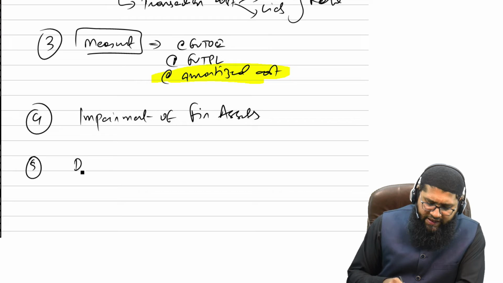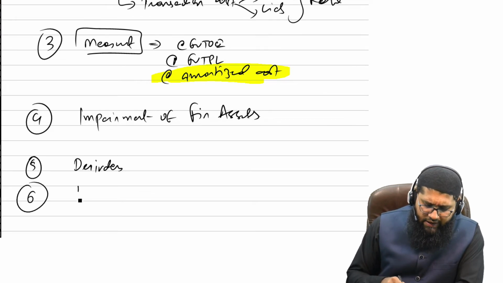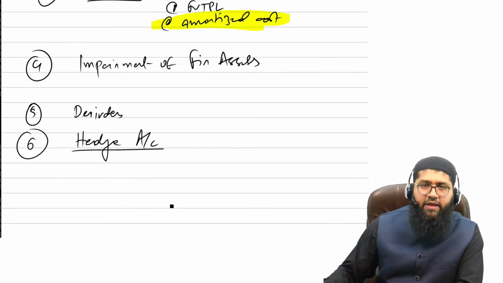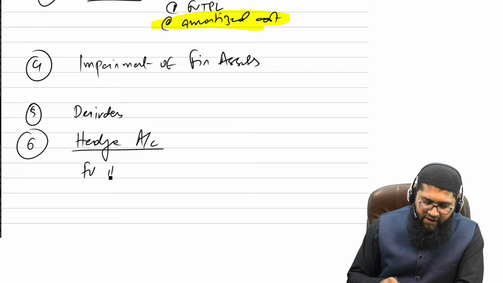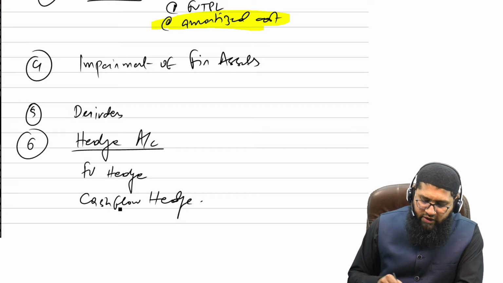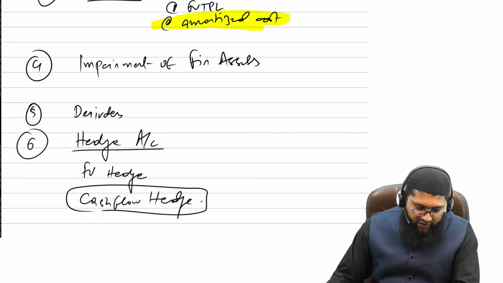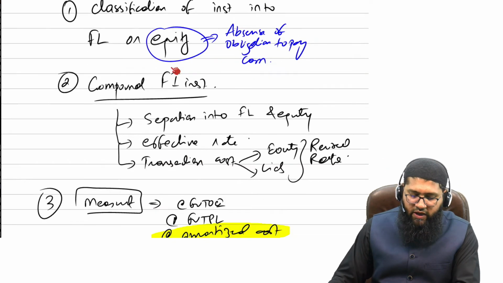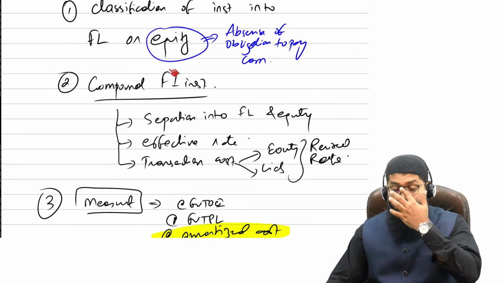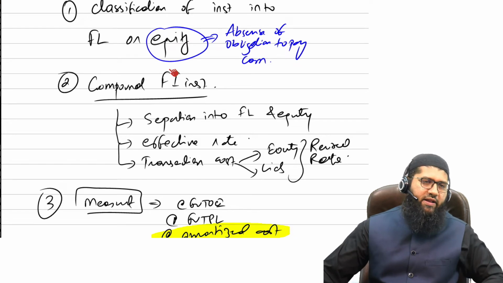Fifth is derivatives, which are not examined a lot. And lastly, hedge accounting. With respect to hedge accounting, I have seen the fair value hedge examined a lot. But since you have asked for the cash flow hedge, I'm just going to talk about the cash flow hedge. I've just given you the overview, the areas of focus, the key areas in which questions on financial instruments are examined.